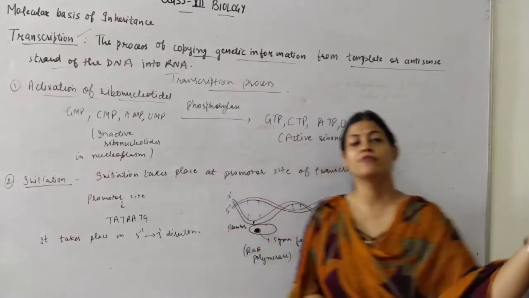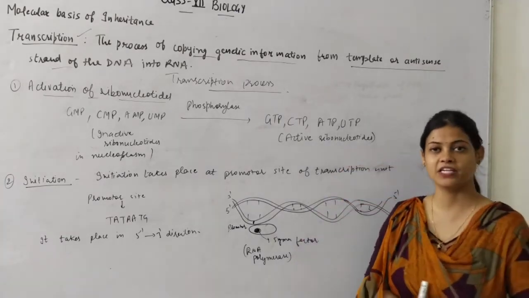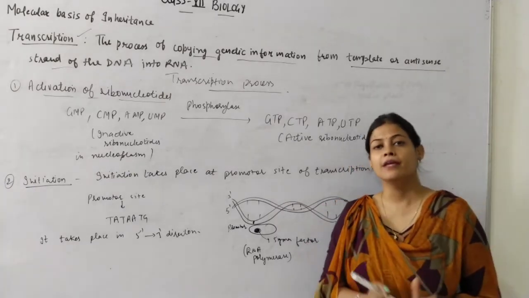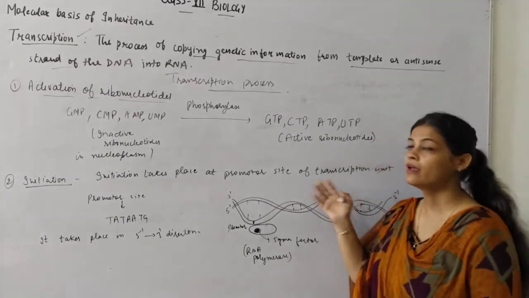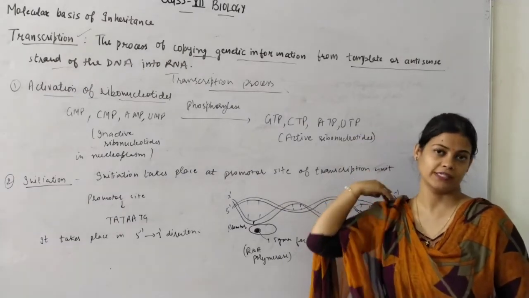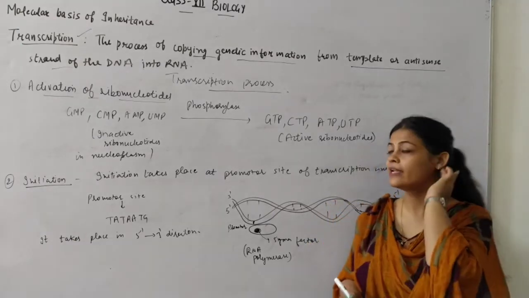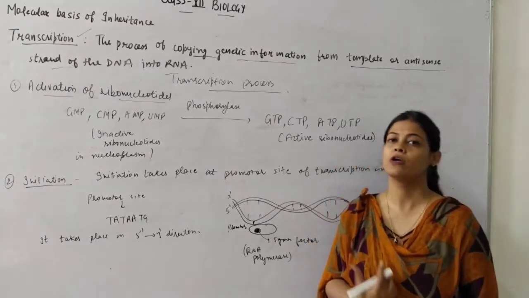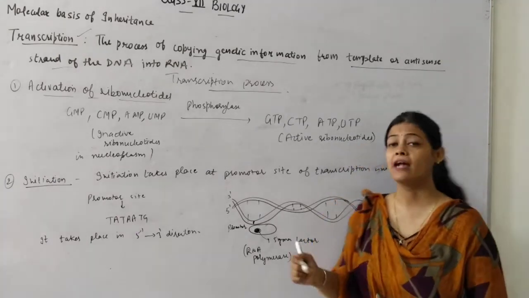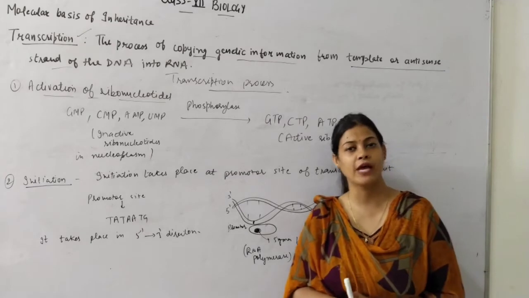So the first step in the process of transcription is activation of ribonucleotides. As we have discussed in case of DNA replication, the first step was activation of deoxyribonucleotides because there the DNA strand has to be synthesized. But here we want to make the strand of RNA, so we will require ribonucleotides. Okay. So the first step will be the activation of ribonucleotides. You know that the inactive form of either ribonucleotides or deoxyribonucleotides is in the form of monophosphate. Okay, and they have to be converted into triphosphates, which is the activated form.